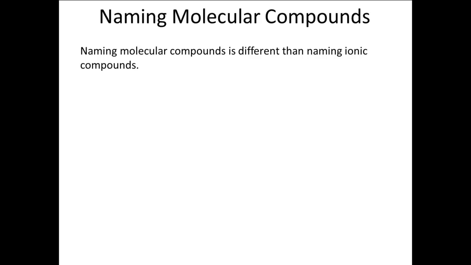This makes naming molecular compounds different from naming ionic compounds. To name an ionic compound, we simply give the names of the ions. There is only one way the two ions can combine to make a neutral compound, so the names are enough to tell us what the formula is. However, we cannot simply give the names of the elements to name a molecular compound because that would not tell us which compound we were talking about.